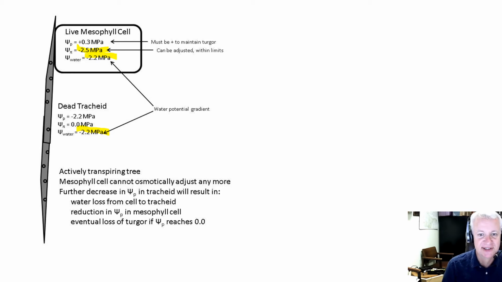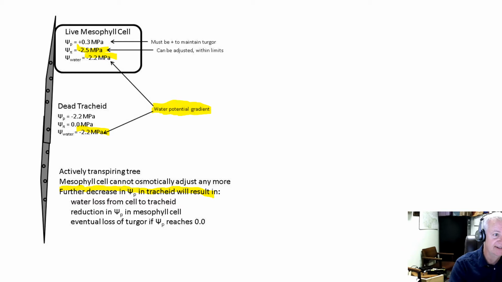So we're looking at this combination of cells at a point when they are in equilibrium. Basically, the water potential gradient is zero. These cells are in equilibrium and there's no net movement of water in any direction. So a further decrease in pressure potential in the tracheid will result in water loss from the mesophyll cell to the tracheid and a reduction in pressure potential. So if that continues happening, if psi p reaches zero in that living cell, it will plasmolyze and die.